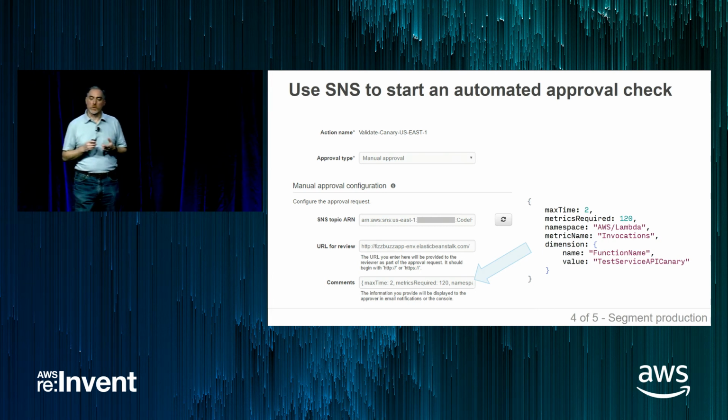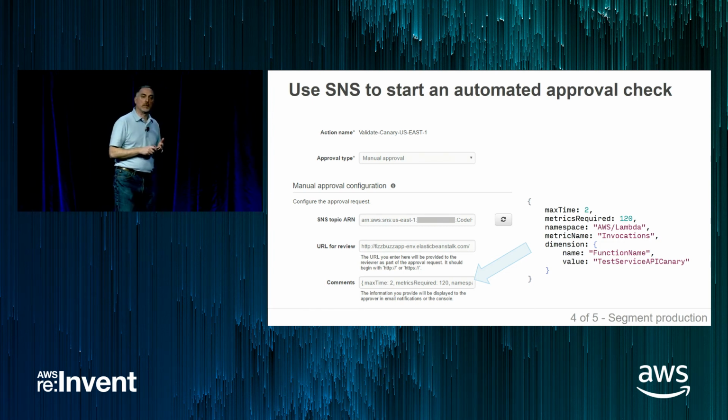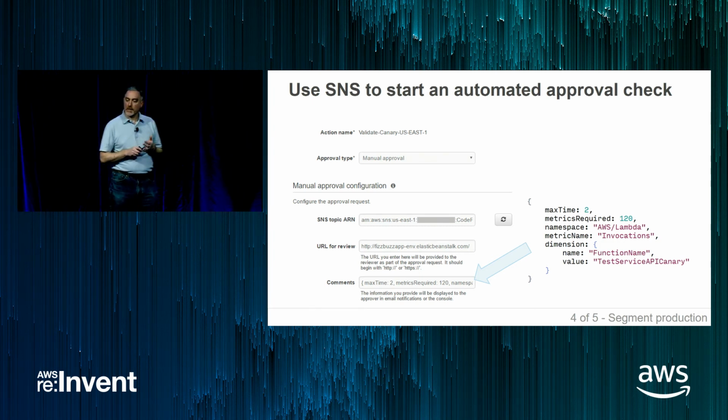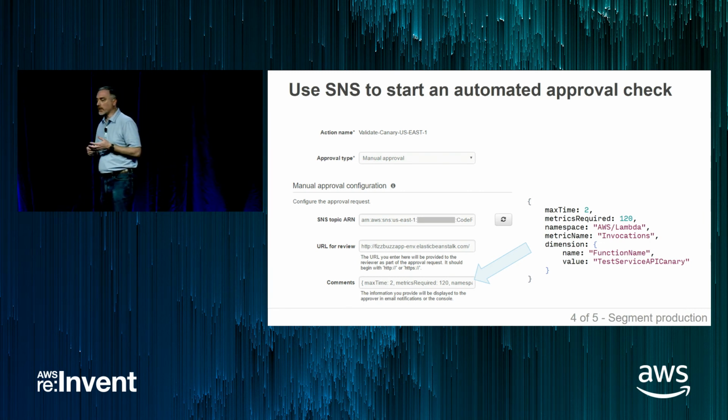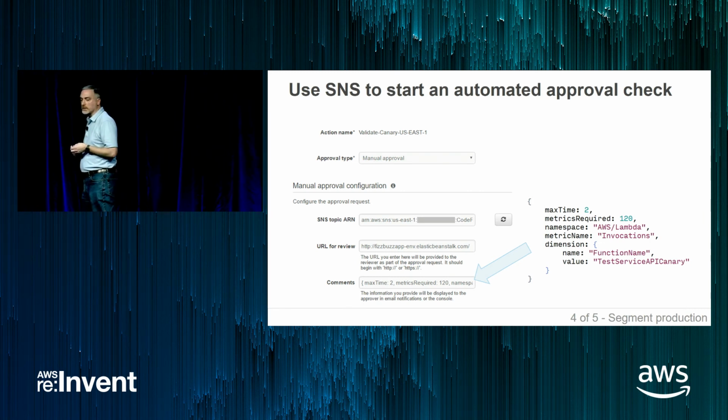We're going to pass through the CloudWatch metric stream that we want to monitor, the number of data points that are needed to succeed, and then a timeout period before we fail the test if we don't receive a positive result.